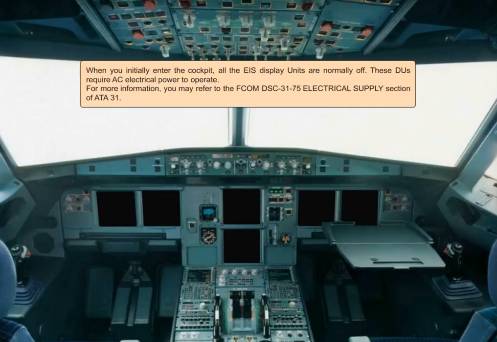When you initially enter the cockpit, all the EIS display units are normally off. These DUs require AC electrical power to operate. For more information, you may refer to the FCOM DSC 3175, Electrical Supply section of ATA 31.